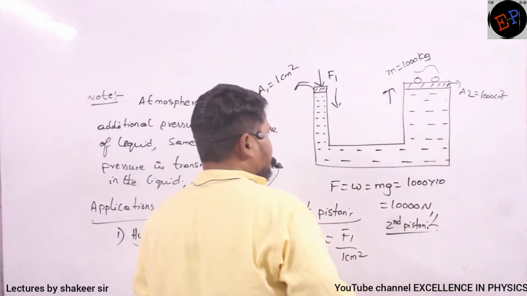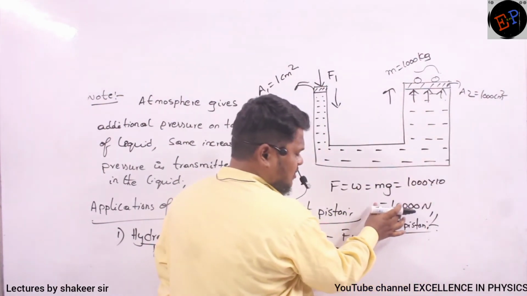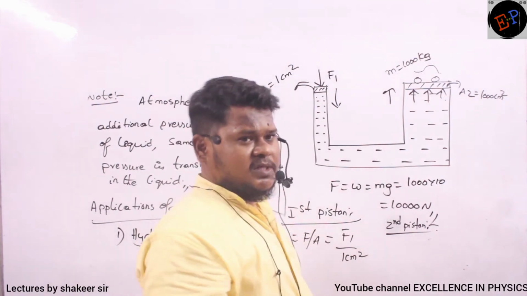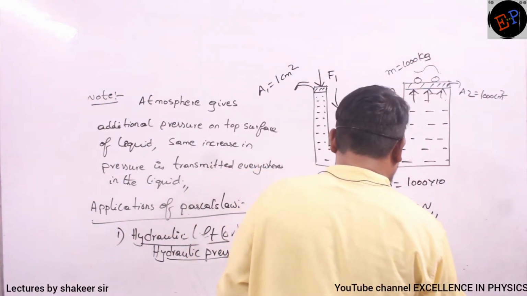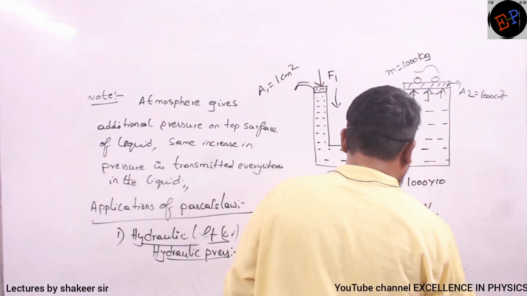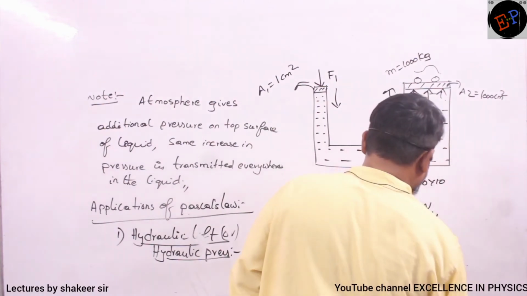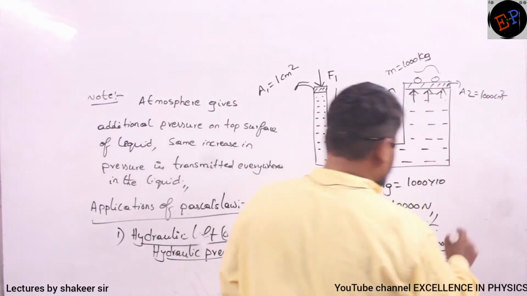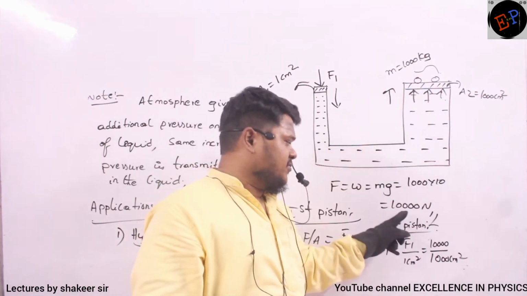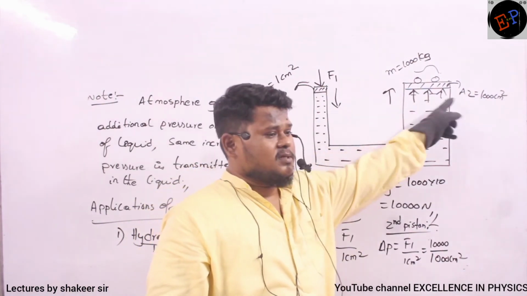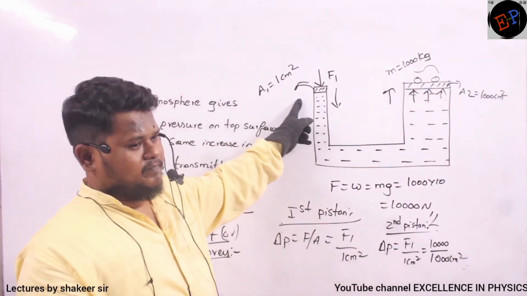So at the second piston, how much force should be applied now? 10,000 newton force should be applied, then only it moves upwards. Clear? So the increase in pressure at the second piston should be equal to F1 by 1 centimeter square equals 10,000 divided by the area of this one, 1,000 centimeter square. This is how I have to write it. Here, increase in pressure is force per area. The force is 10,000, area is 1,000.